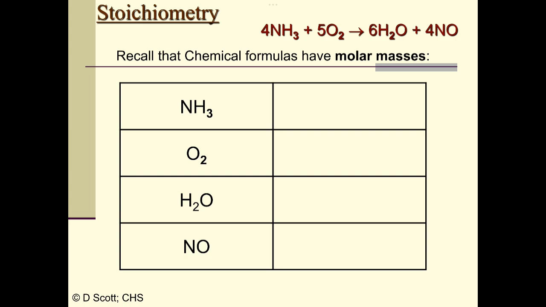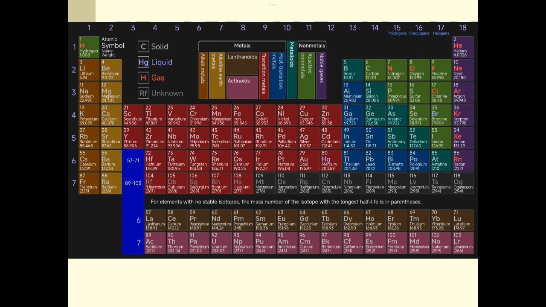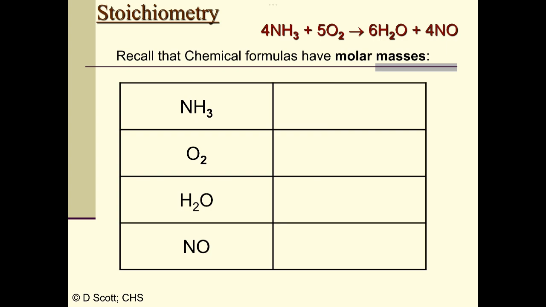Now, let us recall how to get the molar masses from the chemical formula. How do we usually get the molar masses of each compound? You need to look at your periodic table and get their atomic mass units. Let us try to solve first the NH3.